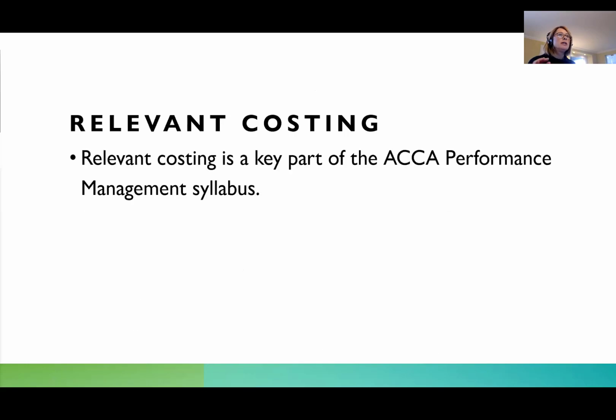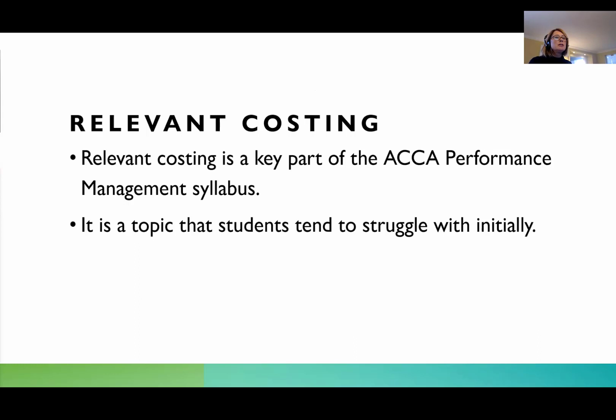So relevant costing is actually a key part of the syllabus. Basically, it's a topic that students tend to struggle with initially. And actually, some tutors will have struggled with it initially, especially being able to teach it, because it's not an easy topic. It's a concept that you have to get your head around.